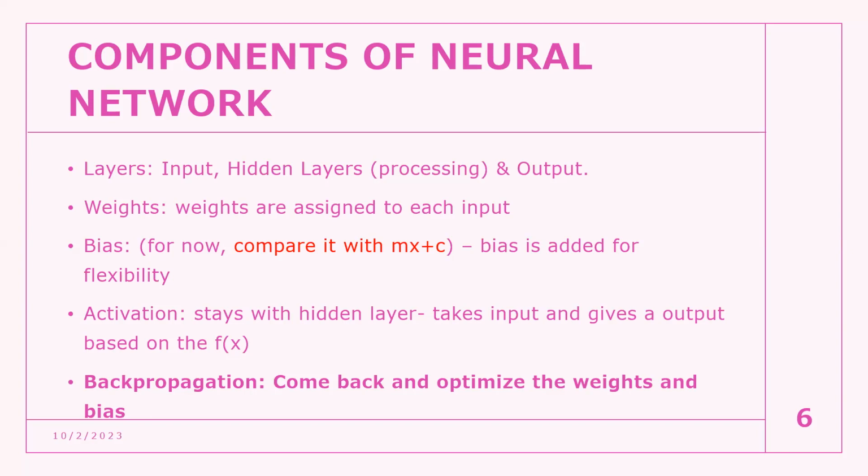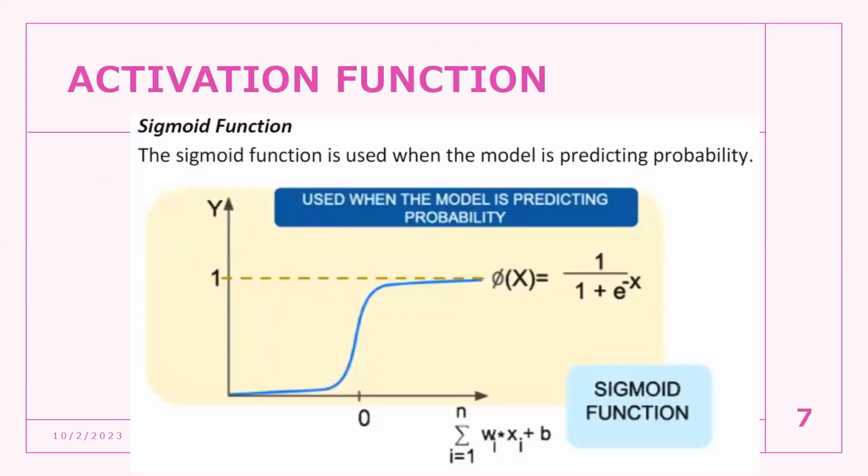Okay, you go back and change it. So that is done using backpropagation. Okay, so this is an example of your sigmoid function. Activation function, there could be multiple activation functions. Most commonly used is sigmoid, which is used for binary class kind of analysis. Okay, so the model is predicting your probability.